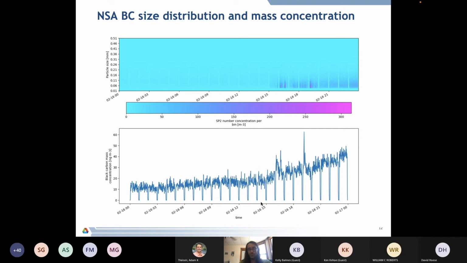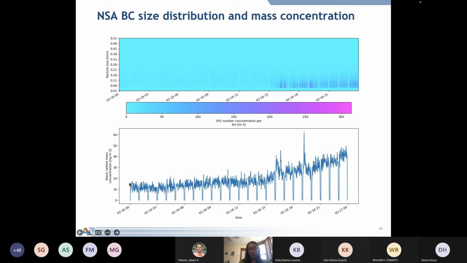And here are examples of a couple of different field projects where we've used PySP2 to process ARM SP2 data. One is from the NSA site, on February 16, 2020, showing a time series on the top of the particle size distribution, with particle size on the y-axis and time on the x-axis, and then the black carbon mass total concentration time series on the bottom.